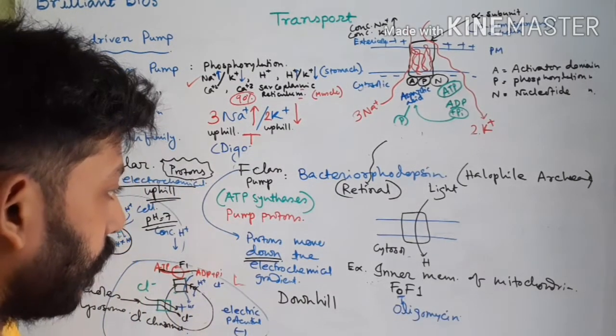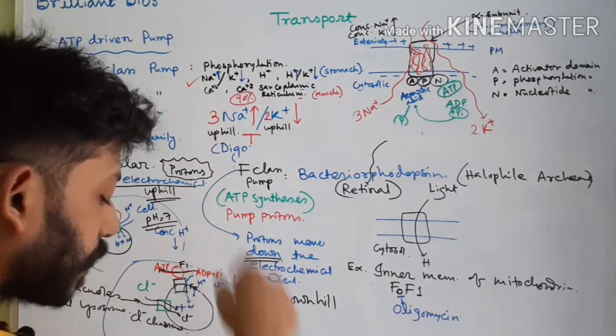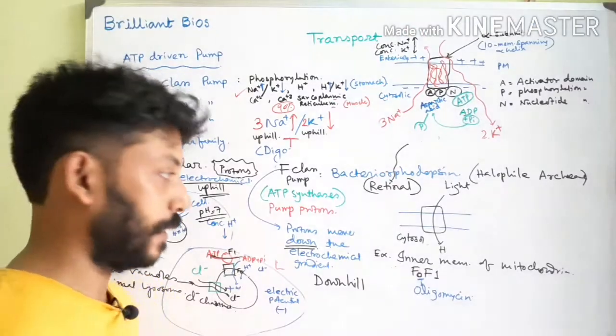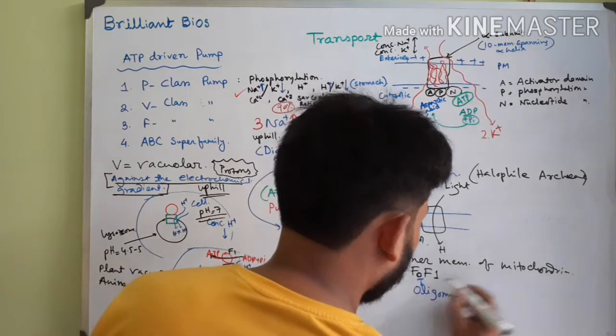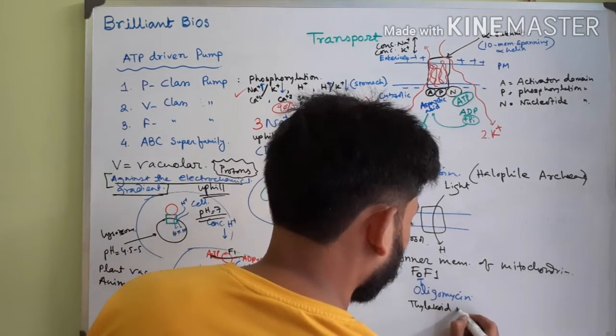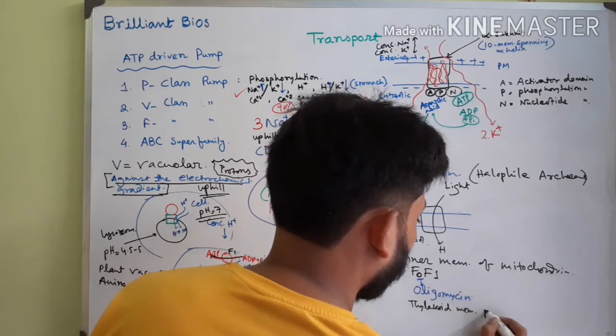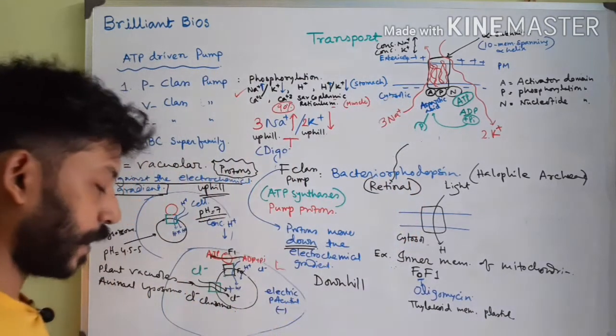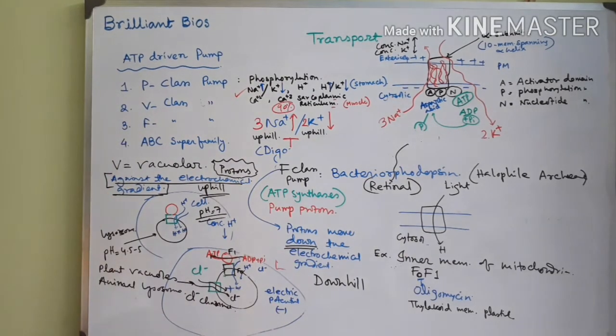Yes, this F class protein can also be present in the thylakoid membrane of plastid or chloroplast. Okay, so this is all about F class pump.